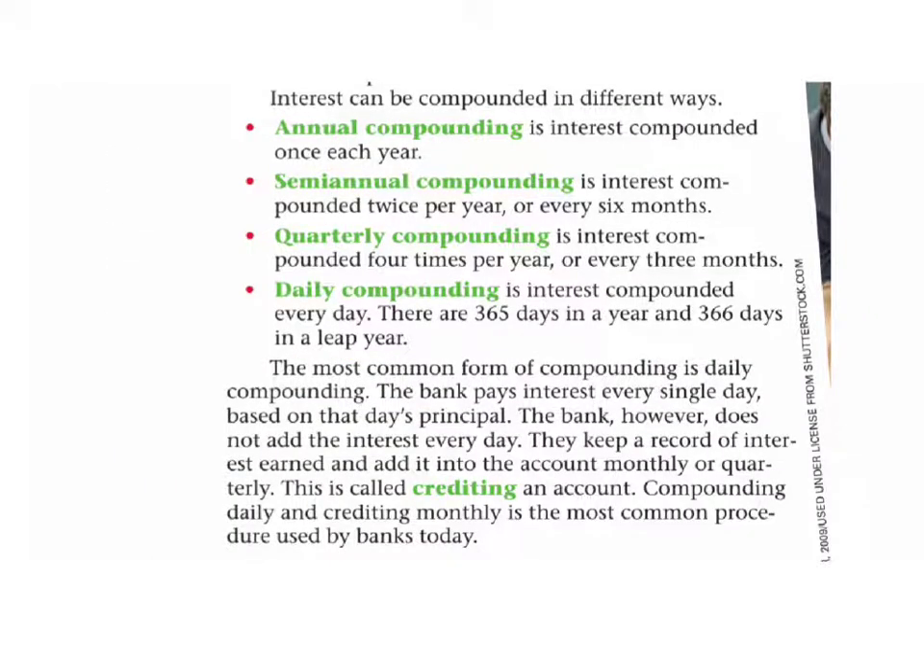Here are paragraphs 2 and 3. It defines the different types of compounding we talked about in our vocab. Annual, every year. Semi-annual, twice a year. Quarterly, 4 times a year, every 3 months. Daily compounding is, of course, every day, so 365 days a year. A record of interest earned and added to an account is called crediting. When you get done reading this, please press play again and go to the next page.